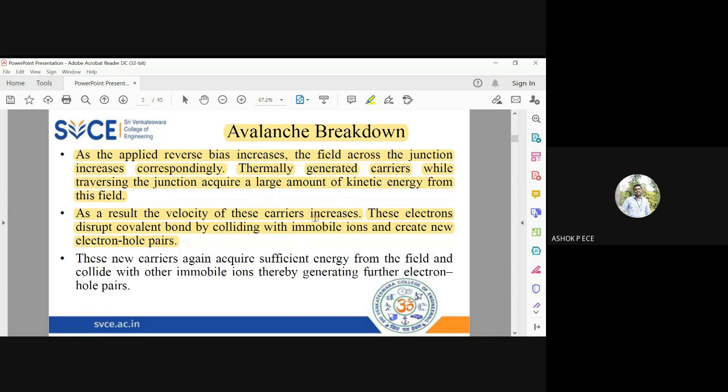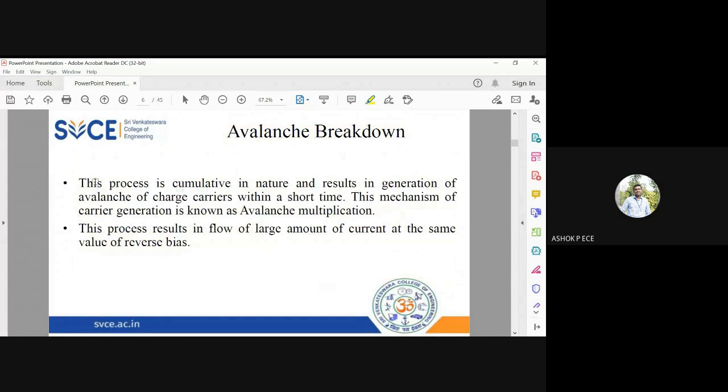That is how they are getting energy, because I have a constant reverse bias voltage applied across the region where the electric field is set up. These new electrons acquire so much energy from the electric field and collide with immobile ions, generating an avalanche of electrons. Initially one electron will start the process, but it will become an enormous number of electrons after the avalanche breakdown has happened. This process is cumulative and results in an avalanche of charge carriers within a short amount of time. This mechanism of multiplication of charge carriers is called avalanche multiplication.